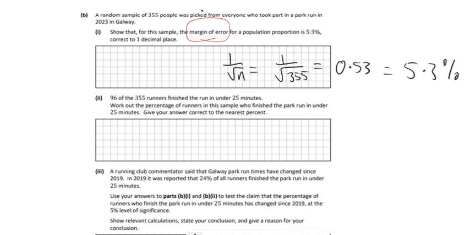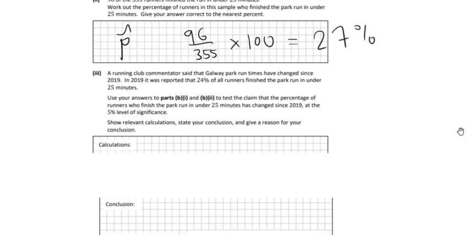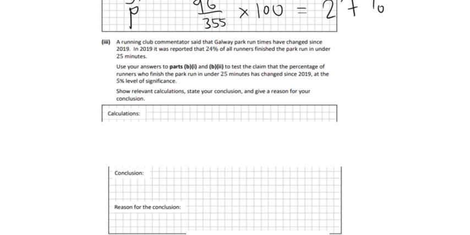96 of the 355 finished the run in under 25 minutes. Work out the percentage of runners in the sample who finished the park run in under 25 minutes. Therefore, it's just 96 out of 355. That's how many finished it, and they want it as a percentage, so we'll just multiply it by 100, and when we round it off it's 27%. Now really that is p hat that we're finding there as well, and because we should be able to guess that there's a confidence interval coming up, we have to show the relevant calculations then.